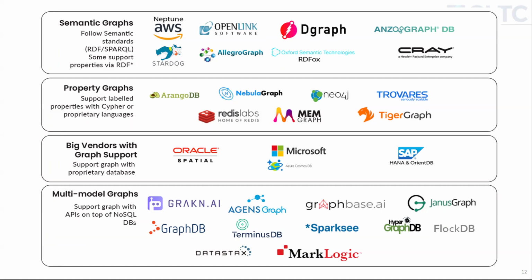Then another classification can be property graphs, which support label properties, with Cypher or proprietary languages. So this is where you can see Neo4j coming in. So there is Redis, another very famous one. Nebula is a famous one also. So there is TigerGraph, MemGraph. So these are famous tools when it comes to property-based graphs.